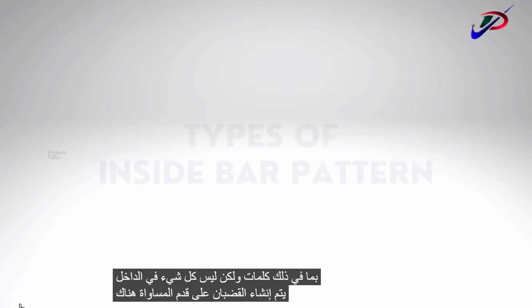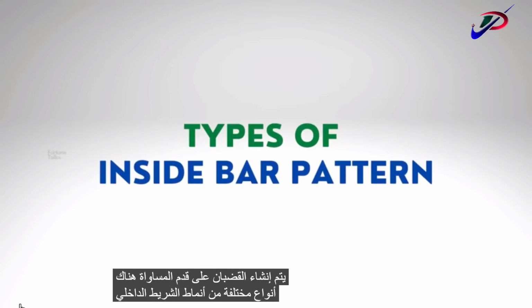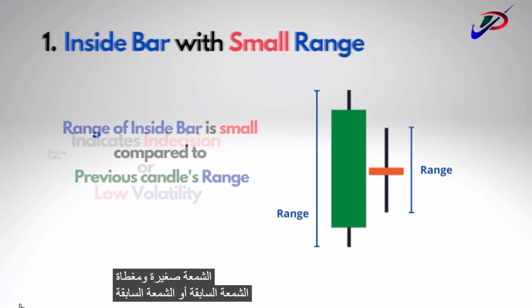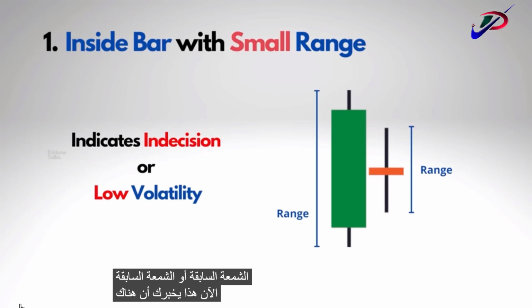However, not all inside bars are created equal. There are different types of inside bar patterns formed in the market. Let us take a look at a few of these. The first type is an inside bar with a small range. So this is a standard inside bar where the range of the candle is small and it is covered by the prior candle or the previous candle. Now this tells you that there is an indecision or low volatility in the market. We will talk about this further in this video.